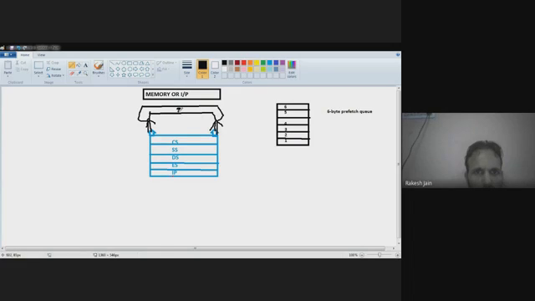So this shows you the operations. Now this part is connected with the memory and input/output, and also connected with the 6-byte prefetch queue.